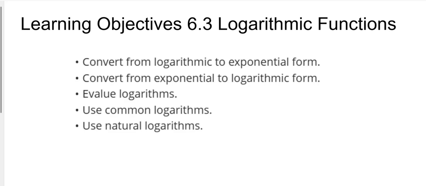Section 6.3, Logarithmic Functions. In this section, we'll convert from logs to exponentials, and exponentials back to logs. We'll evaluate logs, and we'll talk about common logs and natural logs. So this is Section 6.3's Part 1 video.